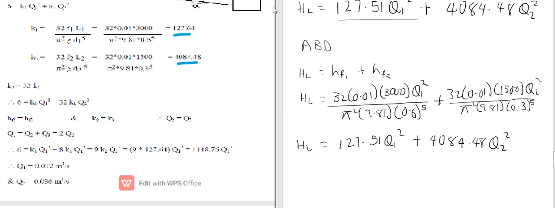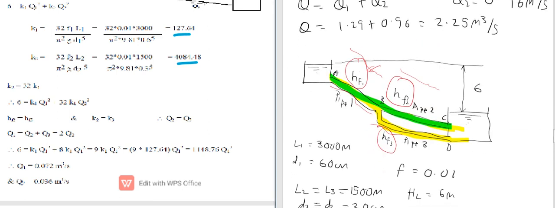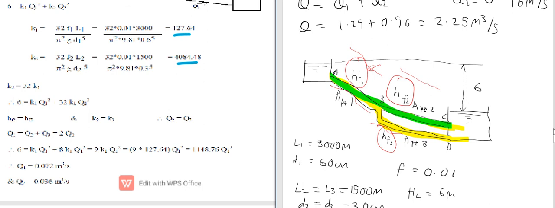Okay, so now what do we do next? Sorry about that. So now what do we do from here? Well, let me go back to that diagram to show something. We can see that this is pipe 1, this is pipe 2, and this is pipe 3. For pipe 1, the discharge or the flow rate is Q1. For pipe 2, the flow rate is Q2. And for pipe 3, the flow rate is Q3.